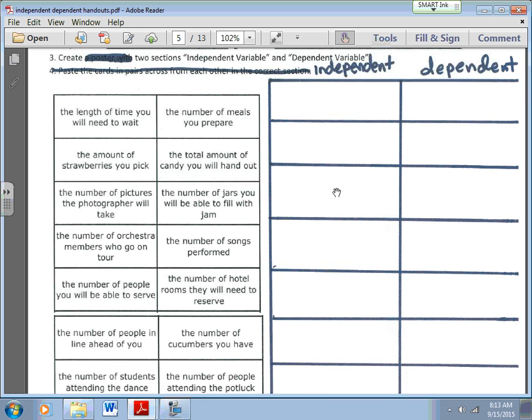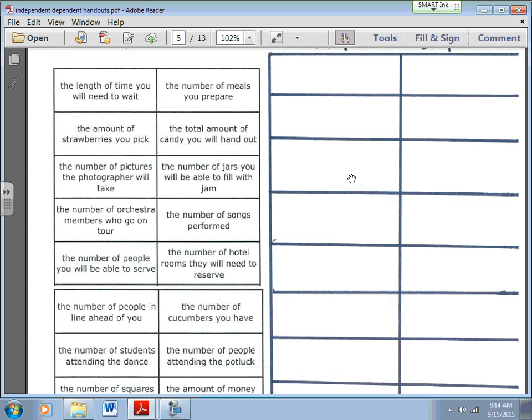I believe we did 2 of these already before we left the class. So were there any questions on any of these problems right here? How to match the independent with the dependent? What were the ones that we had already matched on those? Which ones did we match already before we left? I believe we did 2. We matched 2 of these already, didn't we?